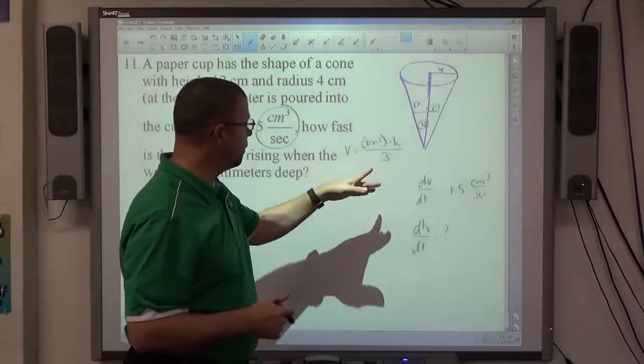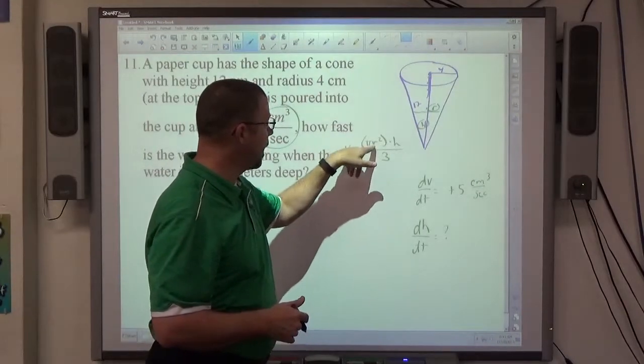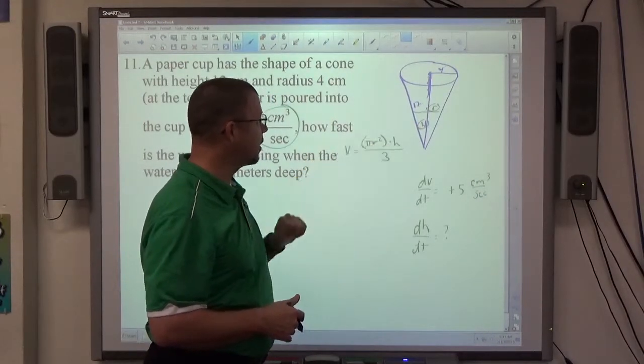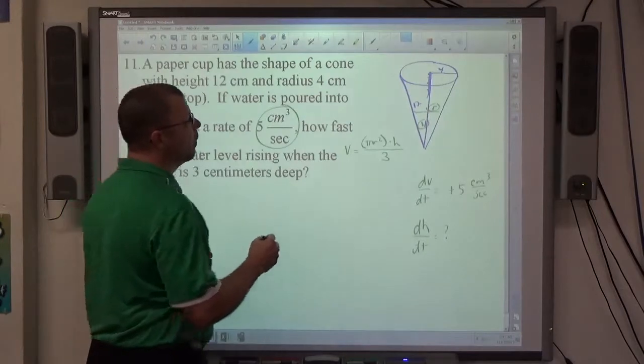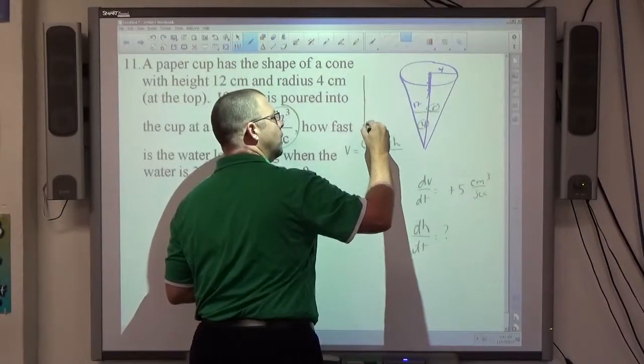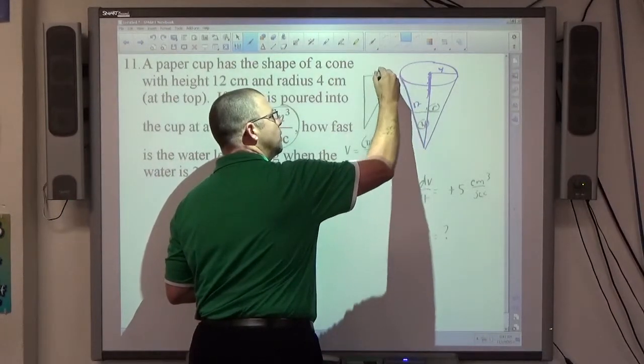And again, that's got too many variables in it. It's got v, r, and h. I just want to have h and v, so this r has to go away. So what I'm going to look at with a cone is similar triangles.